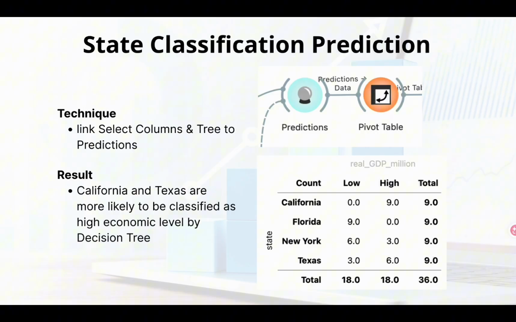Finally, I conducted state-level prediction analysis using the decision tree model. By linking select columns and tree model to predictions, I examined how different states are classified. The results show that California and Texas are more likely to be classified as high economic level. For example, California is classified as high in all cases, while Texas shows a relatively high proportion as well. On the other hand, Florida and New York are more likely to be classified as low economic level. However, it is important to note that these predictions are based on the same data set used for training, so they mainly reflect the model's fitting pattern rather than true predictive performance on new data.